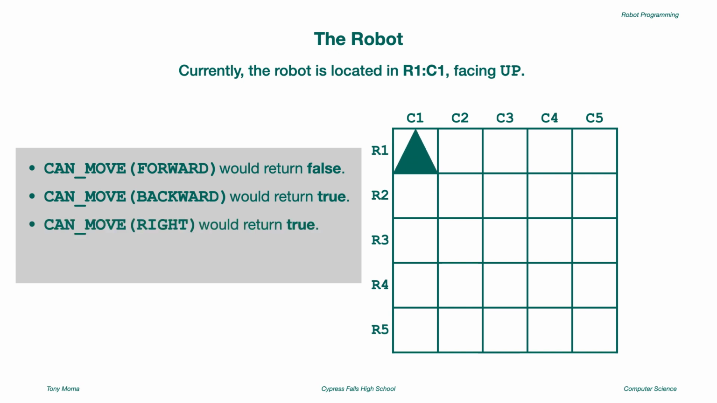Likewise, canMove right would return true because if we were to rotate the triangle right and move forward, we would land in an open square. However, canMove left returns false because if we were to rotate in the left direction and move forward, we would not land in an open square. We'd move off the grid.